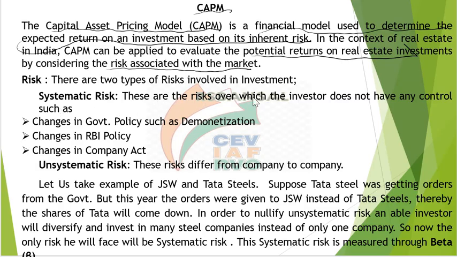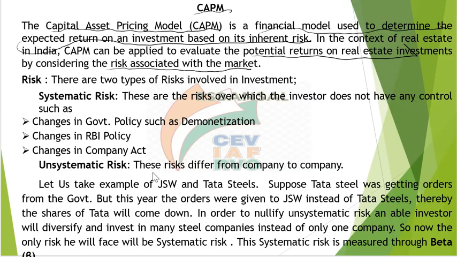There are two types of risk. First one is systematic risk. These are the risks over which the investor does not have any control, such as changes in government policy, such as demonetization, changes in RBI policy, and changes in Companies Act.